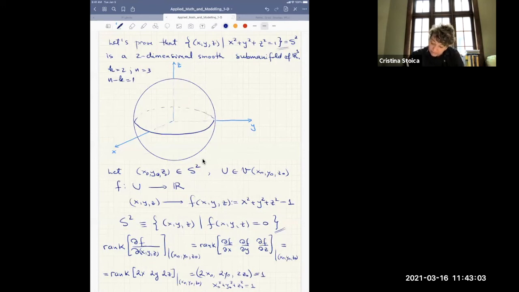So indeed, S2 is a two-dimensional submanifold of R3. Whenever we take an x naught, y naught, z naught here, we don't have to go through the pain of those wonderful maps.